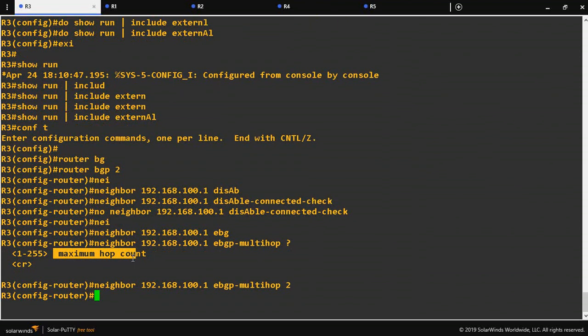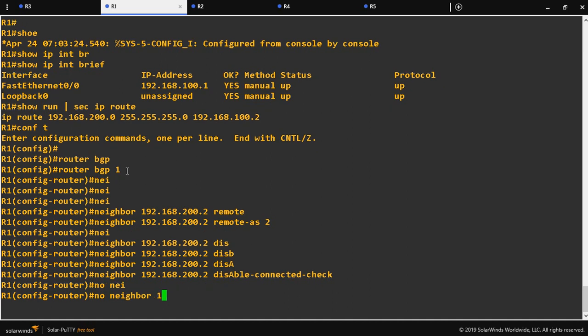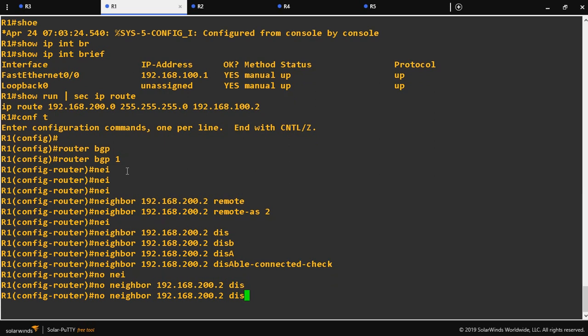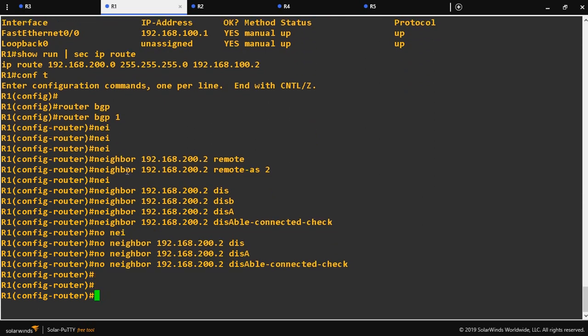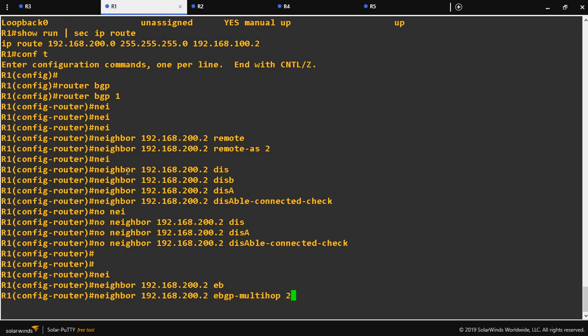2, enter. So the same thing I have to configure in the R1 router also. No neighbor 192.168.200.2 disable-connected-check. So neighbor 192.168.200.2 ebgp-multihop 2, enter.